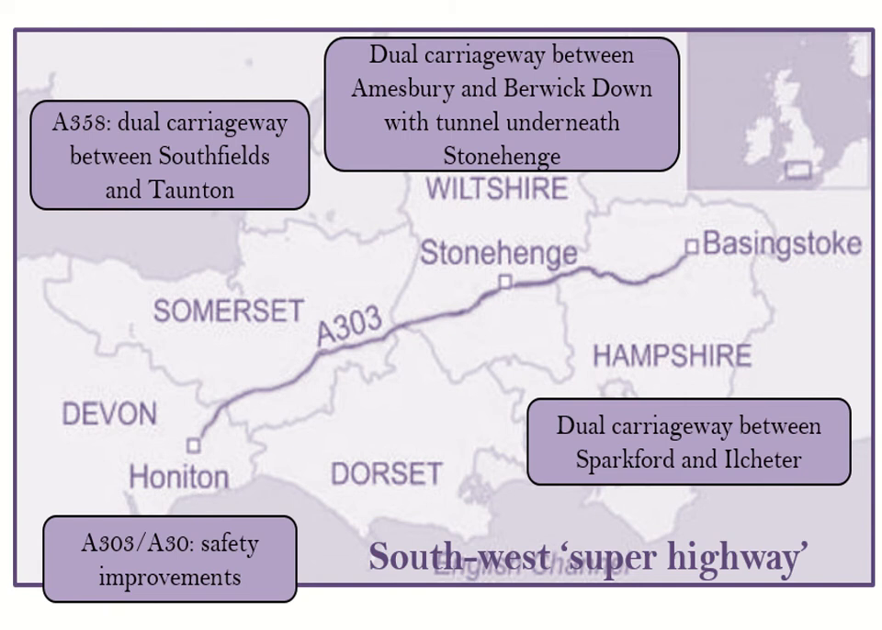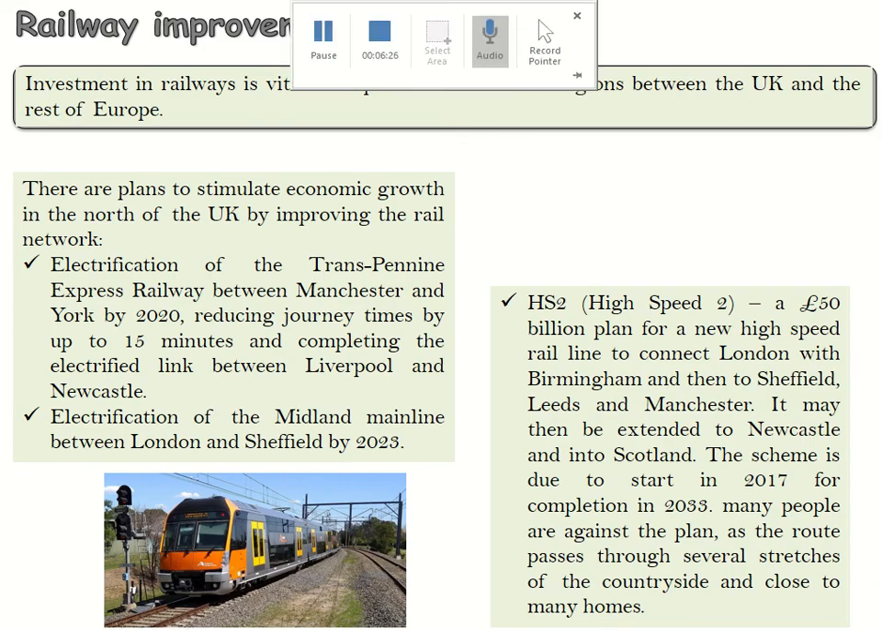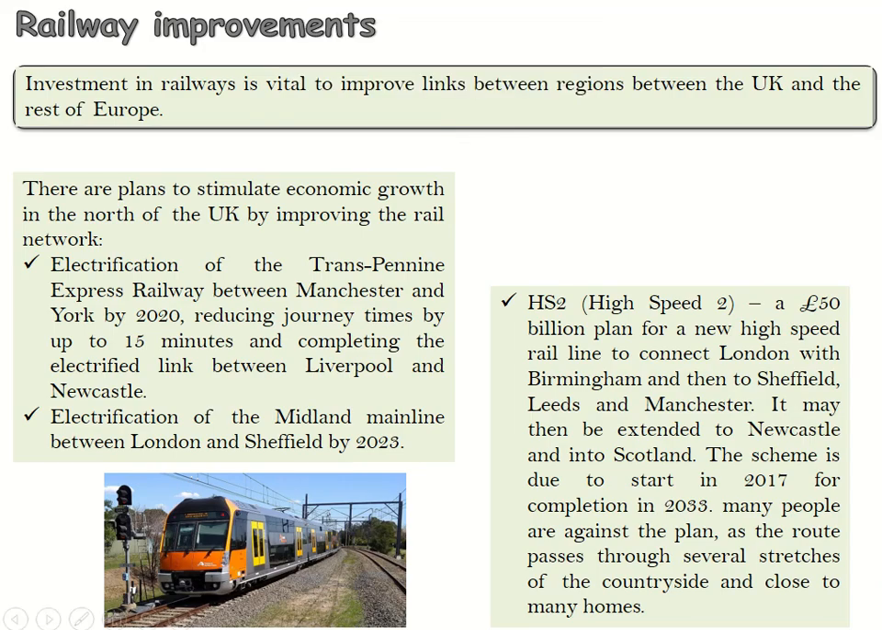So with safety improvements, there's a new dual carriageway, and there's that tunnel underneath Stonehenge. So that's the first thing, the road improvements. What they're also trying to do is improve the railways as well, with trains. Now, HS2, as you can see there, is probably the most famous one. And the reason they're trying to improve the railways is unlike travel by car, trains are much, much faster.